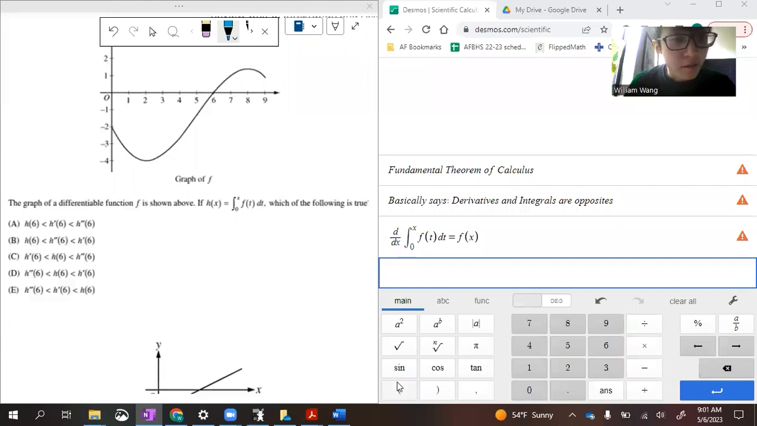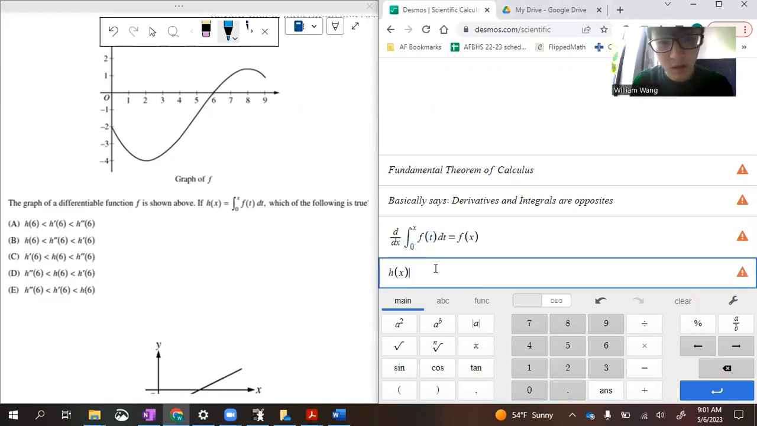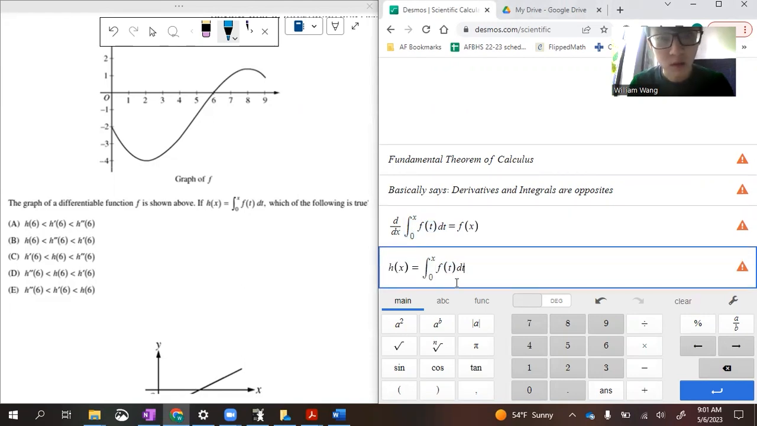With this question here, they're telling me that h of x is equal to the integral of f of t, exactly how I wrote it here. So h of x is equal to the integral of f, and they give us f in this function right there. So which one of the following is true? Well, they're asking me to order h of 6, h prime of 6, and h double prime of 6.